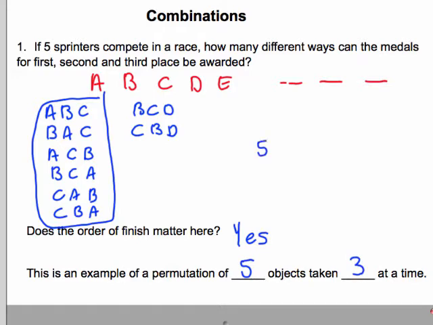So there's 5 people, and we're going to pick 3 people to come in first, second, and third. And by formula, we can get that to be 5 factorial over 5 minus 3, which is 2 factorial. If you work that out, there's 60 different permutations.